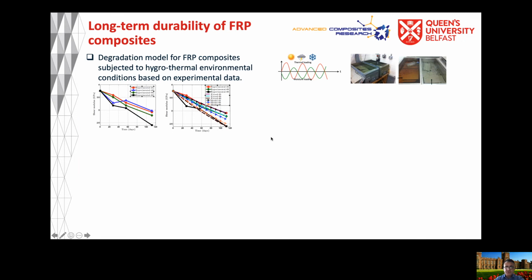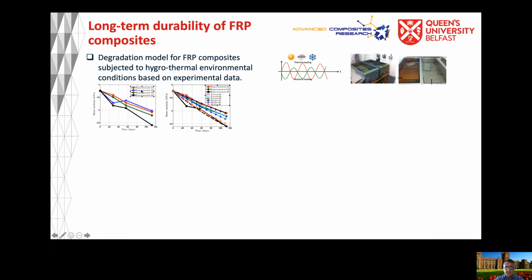So if you subject these FRP composites to some sort of hygrothermal aging, this means that if these structures are in real life applications, they will be exposed to high temperatures, low temperatures, and also humidity. So this will obviously degrade the mechanical performance of the structures. So as you can see, we did some sort of experiments. So we subject these FRP composites to different sort of environmental conditions.